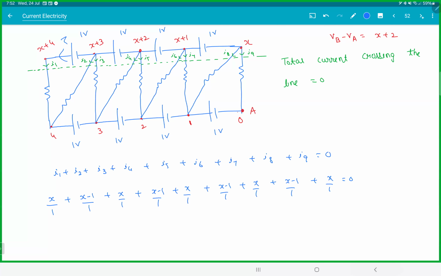How many x's are there? 1, 2, 3, 4, 5, 6, 7, 8, 9. Did I get it right? So I'll get 9x minus 4 equal to 0. So x is equal to 4 by 9. VB minus VA is x plus 2. That is 4 by 9 plus 2, 18 plus 4, 22 by 9. Yeah, most of you are right. Easy.